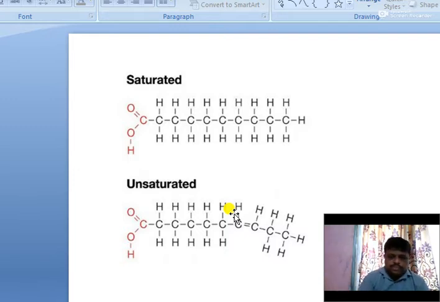Let us move towards a few more things regarding the fatty acids. Fats are a nutritional source with high calorific value. So these fats are the most important things as far as nutritional source is concerned. So fats act as a high nutritional source with the high calorific value. Fats also act as a reserve food material.